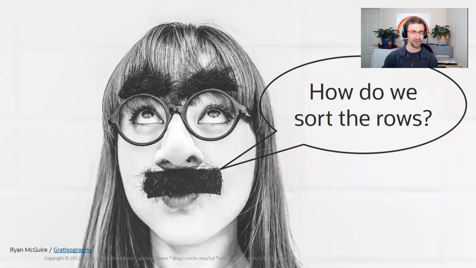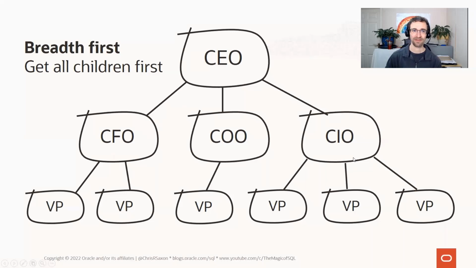So before we jump into the SQL, let's just look at the ways we can actually traverse a tree. One of them is breadth first. And as I say here, get all the children first. So we'll start with the CEO at the top, and we're going to go across. Then we will access all the children of this row. So this is all the CEO's direct reports.